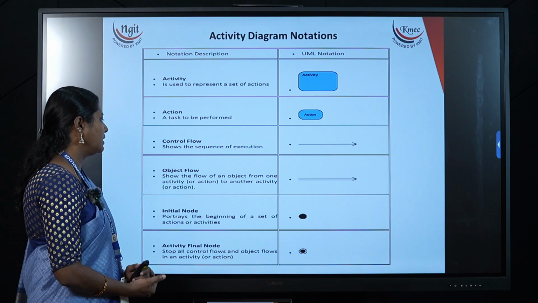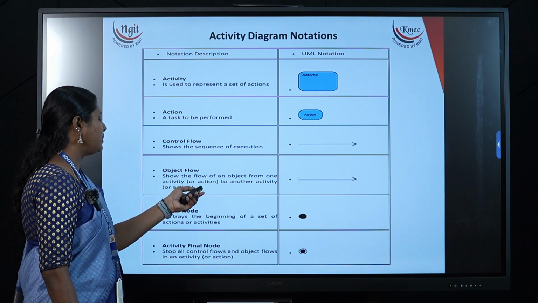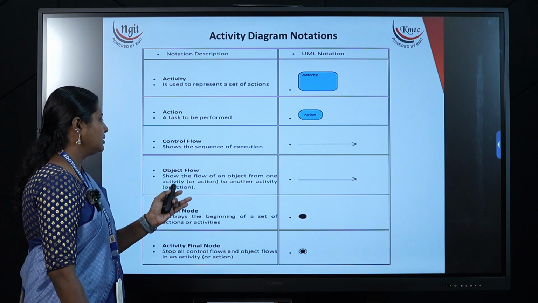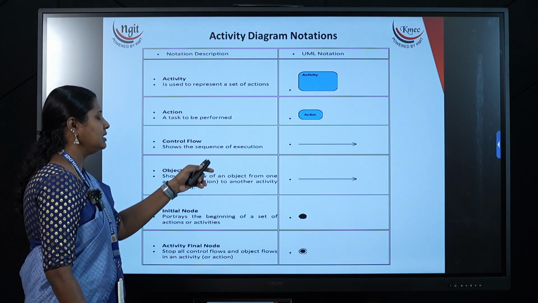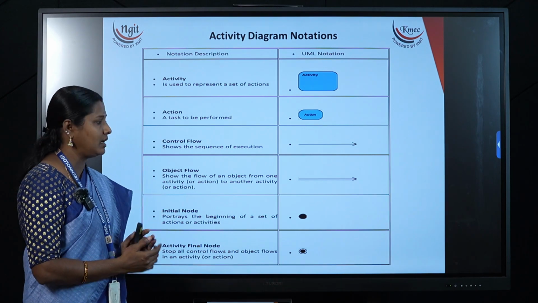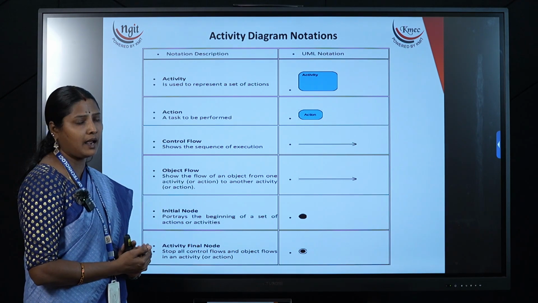The next one is the object flow. This object flow is used to move from one activity to another activity. What is the flow between one activity and another activity? So here the two purposes are the flow of direction from one action to another action, and from one activity to another activity.